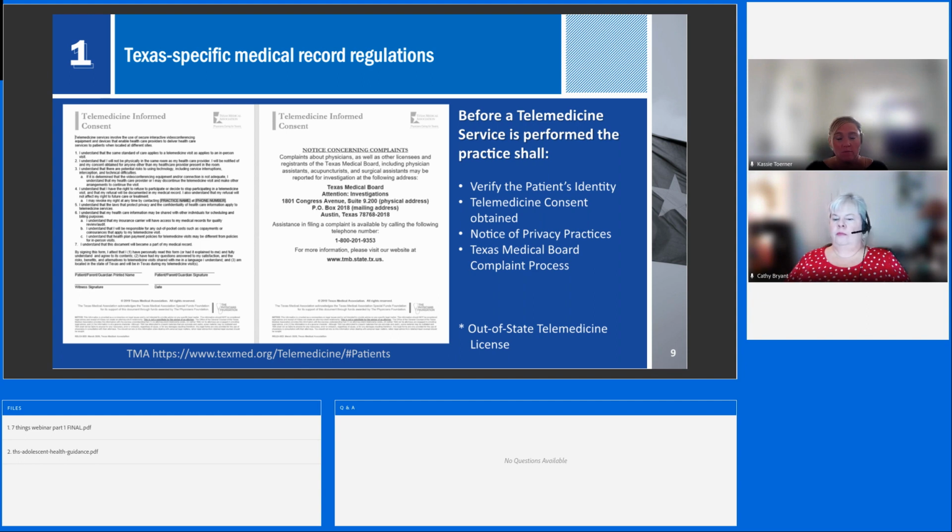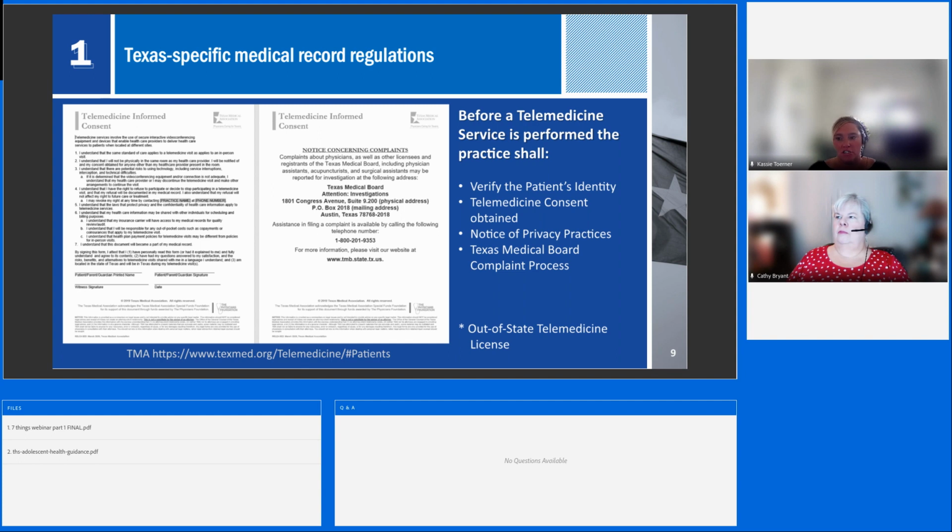Additionally, the Texas Medical Board complaint process notice, which I mentioned, should also be provided to the patient before making telemedicine consults. This notice may be provided on the website of the clinic or the physician's website, or with other informed consent materials. Again, the Texas Medical Board rules indicate that this notice should be provided before the services are provided.